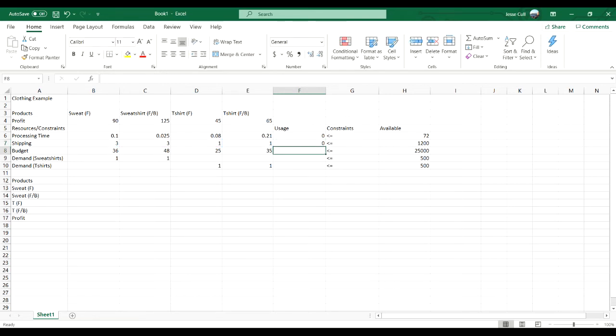And here we've indicated how much shipping will be used depending on how many t-shirts and sweatshirts we make, times the number of sweatshirts and t-shirts we make. Again, we repeat, please be patient.